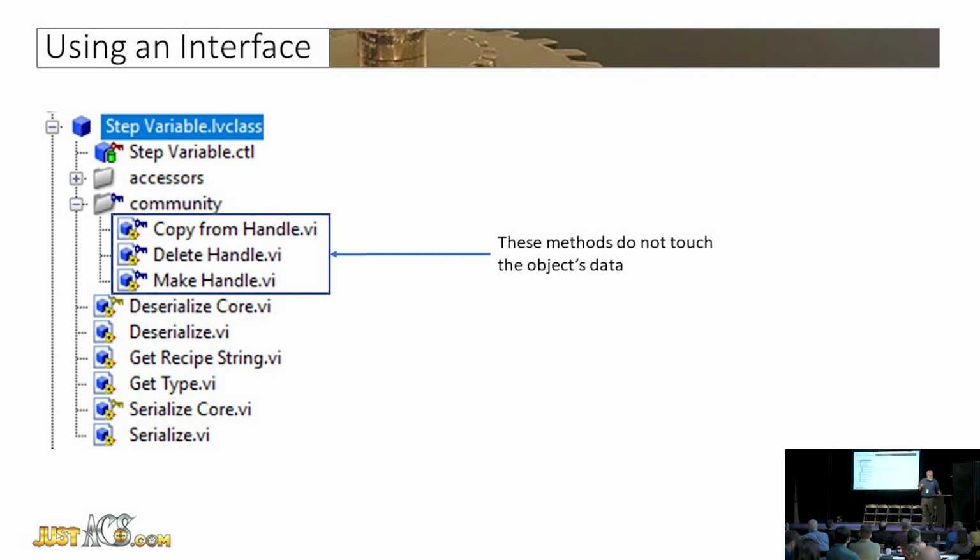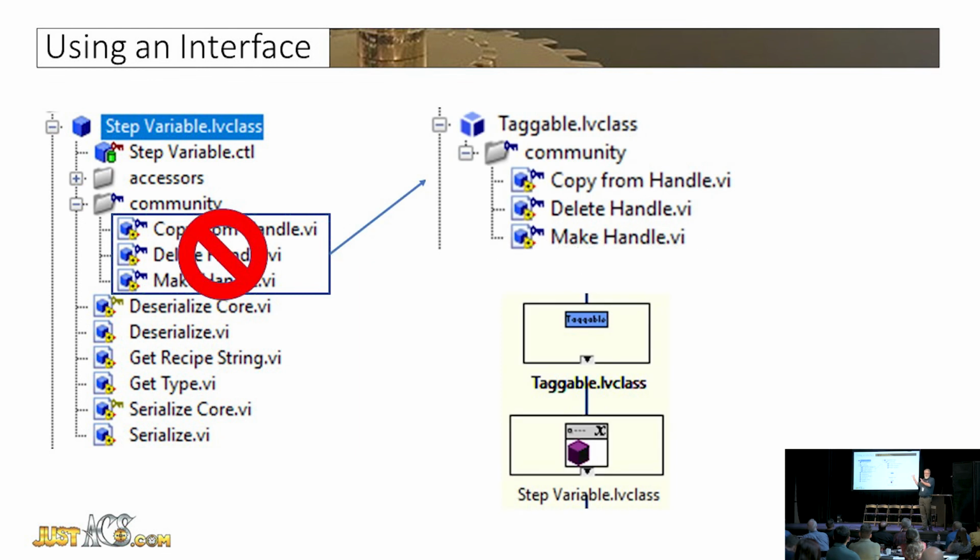So you'll see where I'm going with this: when I'm done, I'm going to have a version of the variable repository that I can use with any LabVIEW data type. Any LabVIEW class, I should say. So what I did was I said, hey, let's take those 3, they only touch the class as a whole, and let's put them into an interface called taggable. And then I'm going to say that a step variable is a taggable.